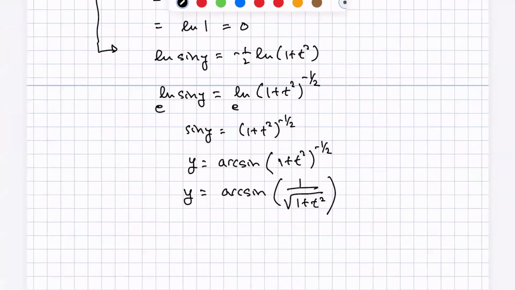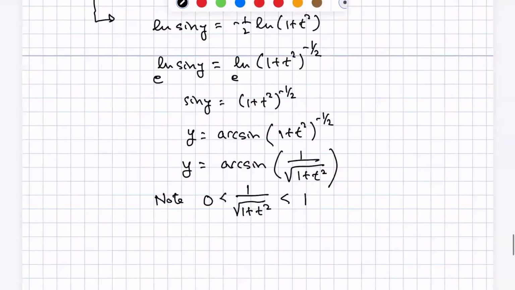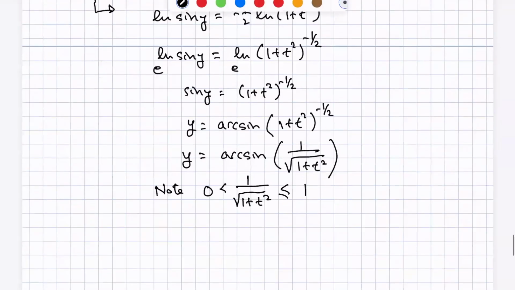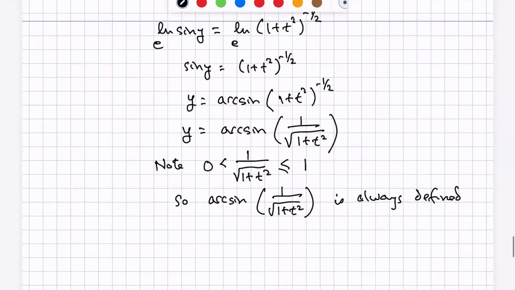So that's the solution. And notice you can only take the arcsine of a number that's between negative 1 and 1. So notice that this number right here is strictly positive, and it's less than 1. Well, I guess it's less than or equal to 1. So the arcsine of 1 over square root of 1 plus t squared is always defined. All right, so there are no restrictions on the domain.